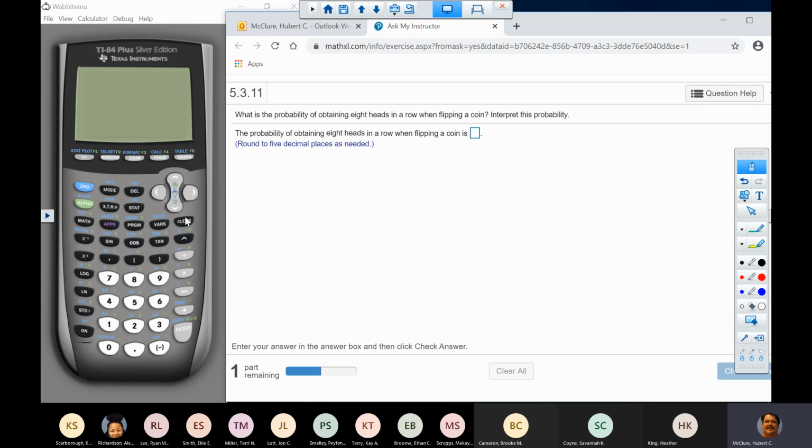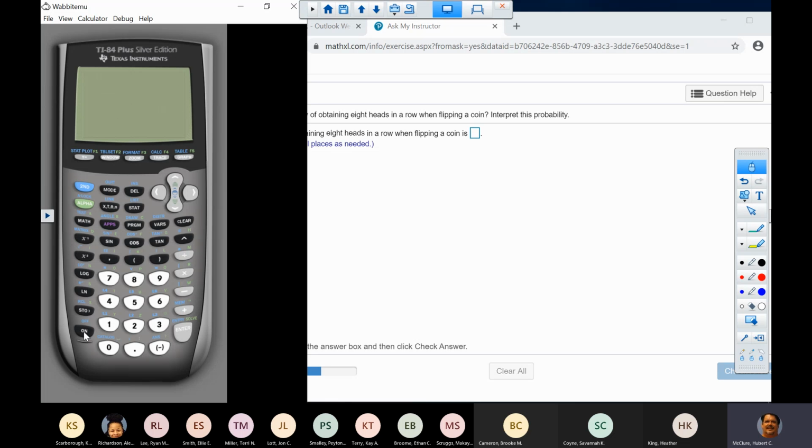So I'm going to go over here and do it. Now what do they want? Okay, so they want a decimal. They don't want a fraction. So that's going to be 0.5 raised to the what? 8th power. Is it going to be small? Yes. Why? Because if you flip a coin 8 times, what is the probability that every one of them is going to be heads? Very small.